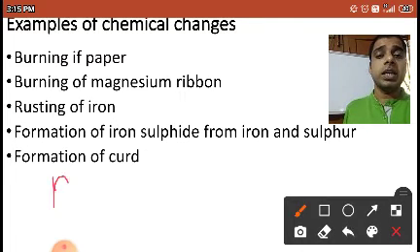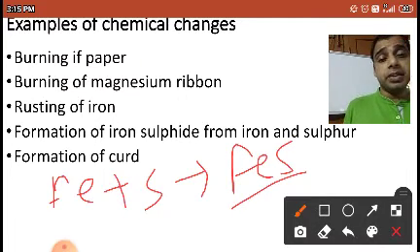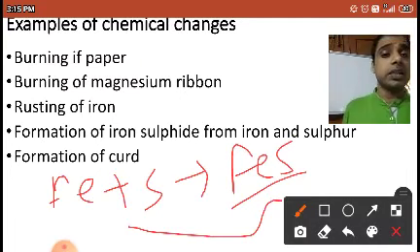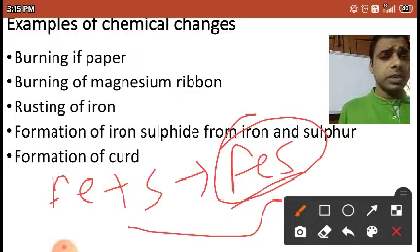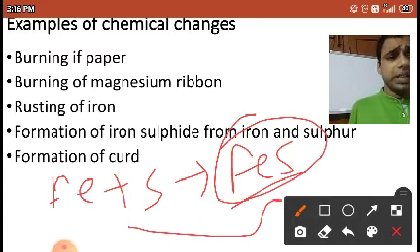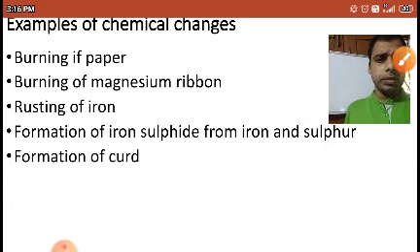Here I have written Fe plus S, and it forms FeS, a compound, and that will not change back to iron and sulfur. So you can see that iron sulfide formation is also one of the examples of chemical changes.